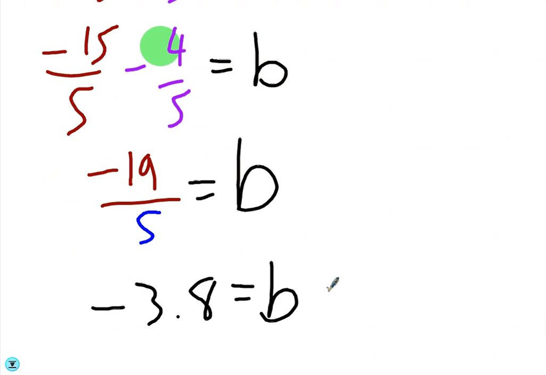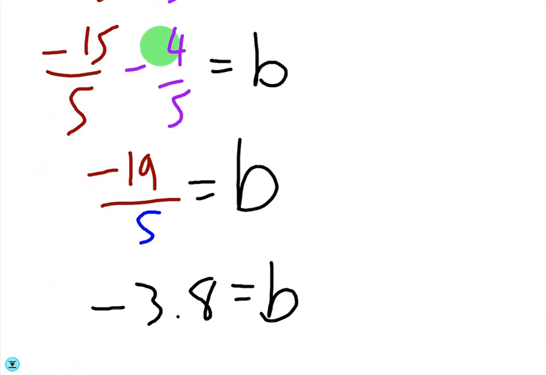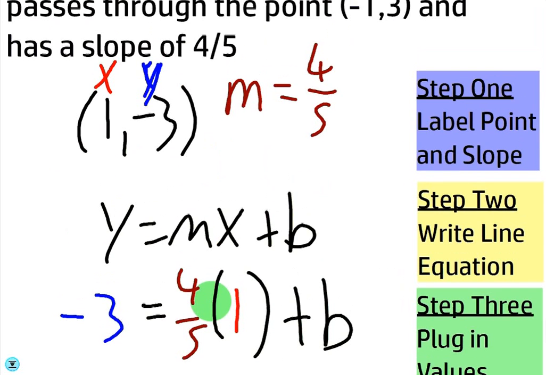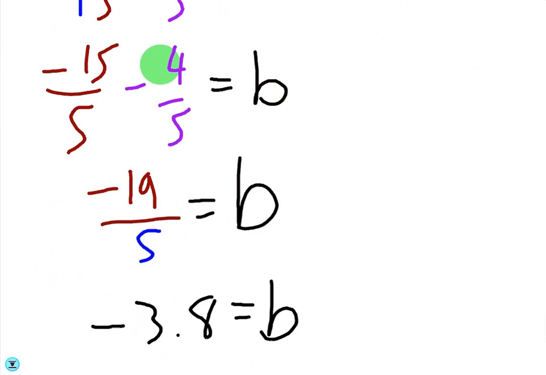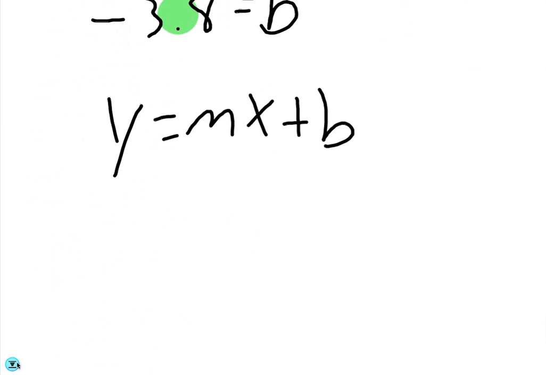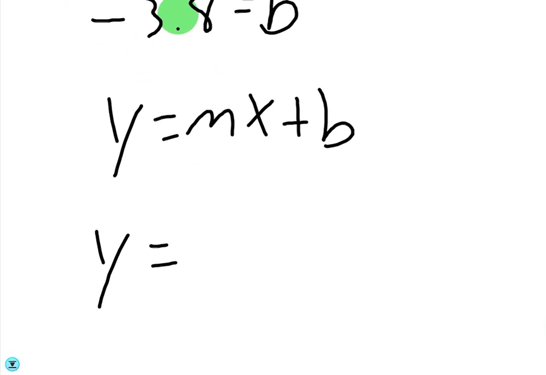Okay, so final step, we had to do a lot of work there, is to plug that back into y equals mx plus b. So here's y equals mx plus b. Again, they already gave you the slope, which was 4/5. What we're plugging in is that plus what we just solved for, which is negative 3.8. So the final answer is y equals 4/5 x, and then what we just solved for, minus 3.8.